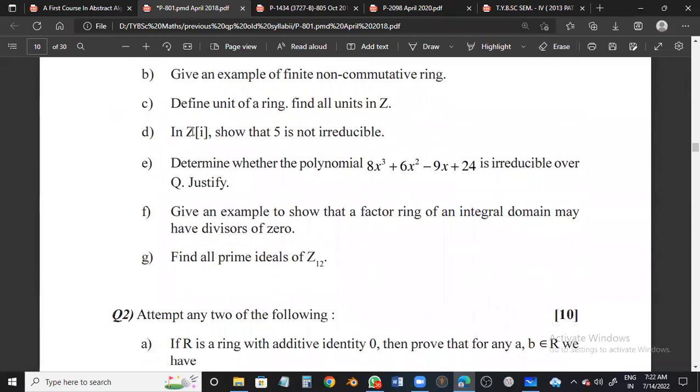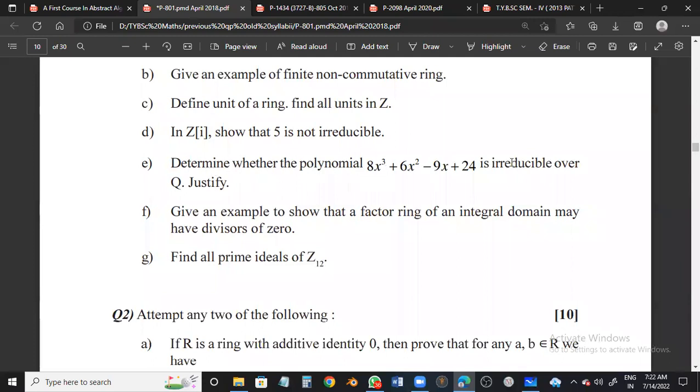Then it comes Z of I. Show that 5 is not irreducible. So what do you mean by Z of I? Polynomials in I. Z of I means polynomials in I. The way you write polynomial in X, the same way you'll write it. So I would like to myself give this answer to you.